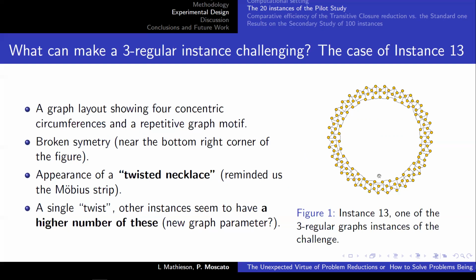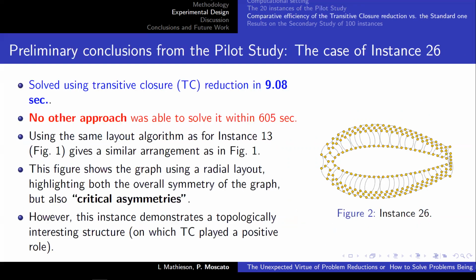And in this instance, we have a single twist, so we can show it, but in general, there were several other twists in other instances. So this may be what we can call a new parameter. There may be something related to the number of twists that make an instance difficult.